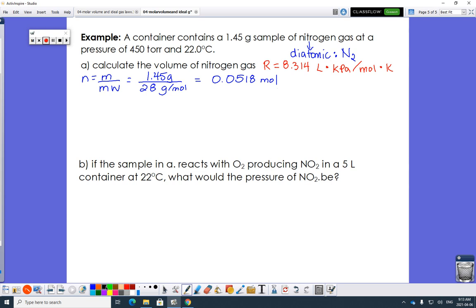If you want to remind yourself, you could even put over here P, T, V, I guess. So pressure is given as torr, which we don't want. We want kPa. So how many kPa? And again, it's on the back of here, right? We have 450 torr.